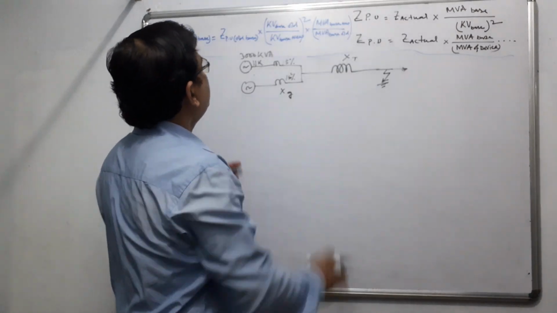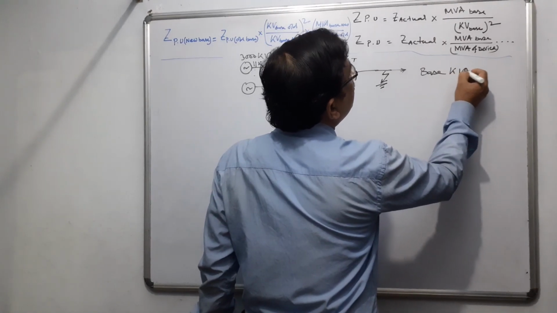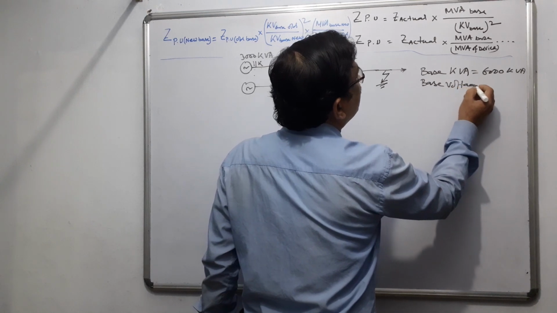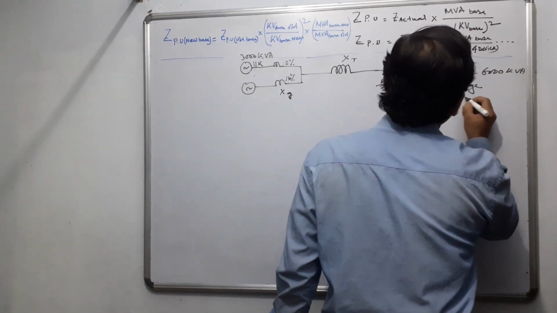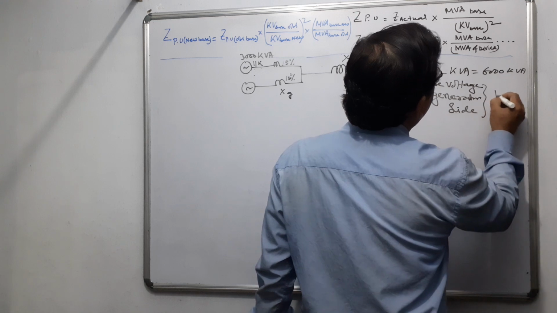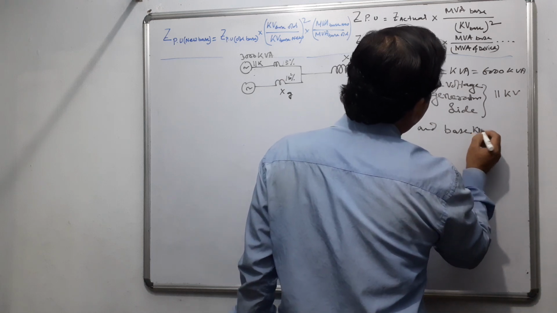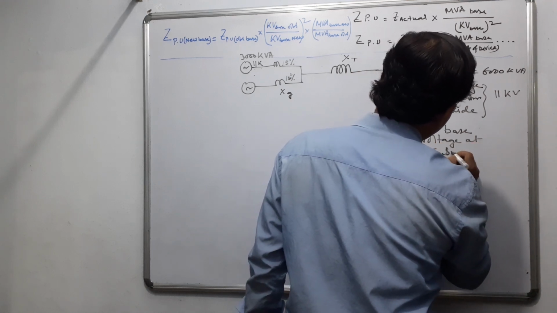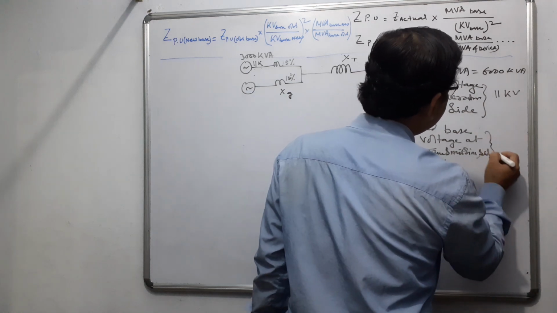Now for the first case, we consider the base kVA, that means base power, base kVA is 6000 kVA, and the base voltage at the generator rated side is 11 kV, and the base voltage at the transmission side is 22 kV.